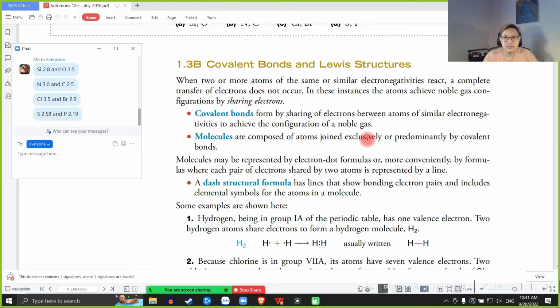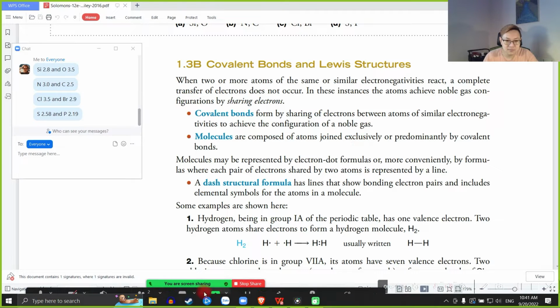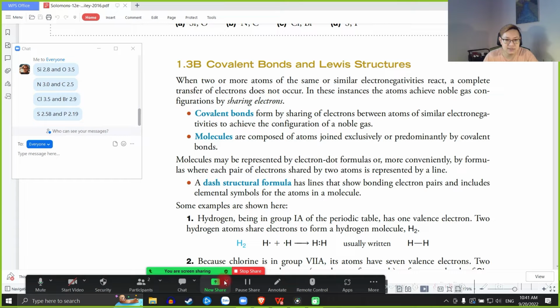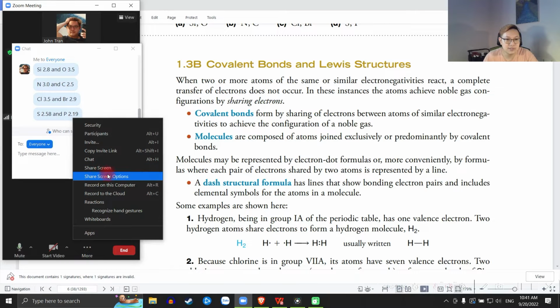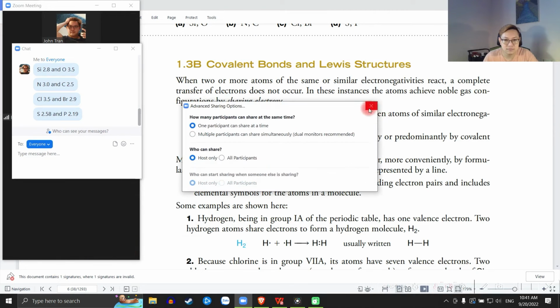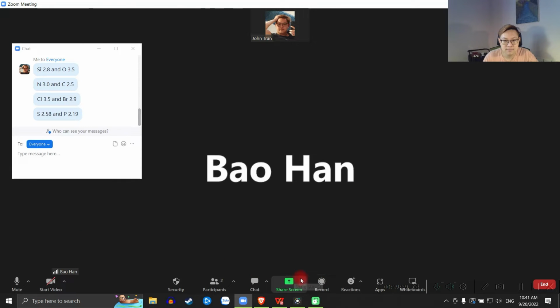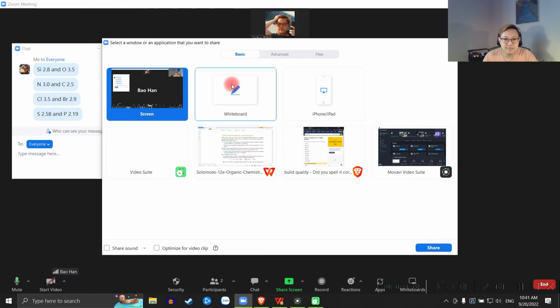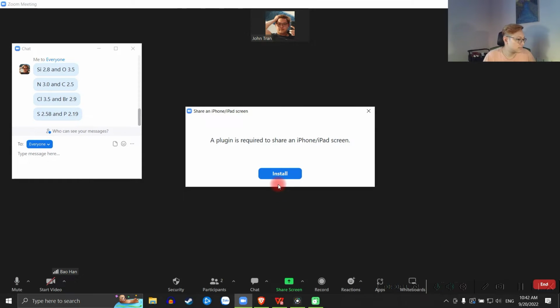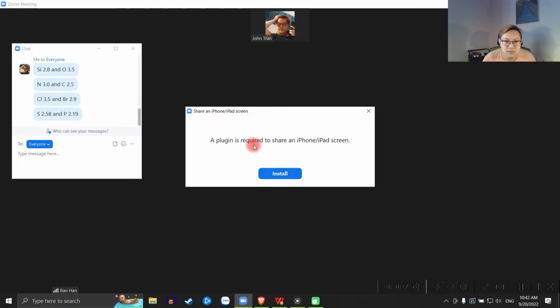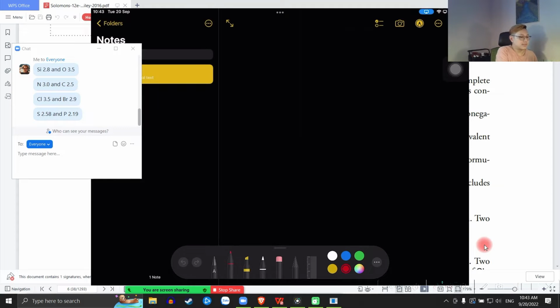gas. So in that case, let me try to use this function now. Maybe I should stop sharing. And then when I share screen option. Moment. I can use a whiteboard, I think. Maybe I can use this one. Moment. Oh, I forgot. I have to do this one. All right, so let me try to draw this one.